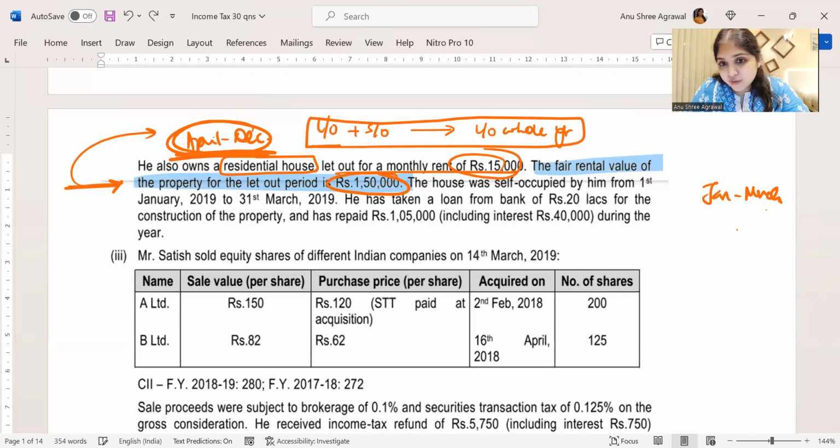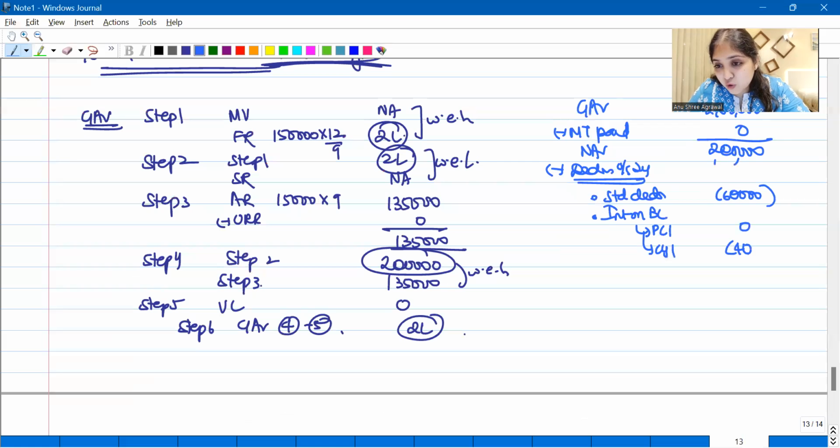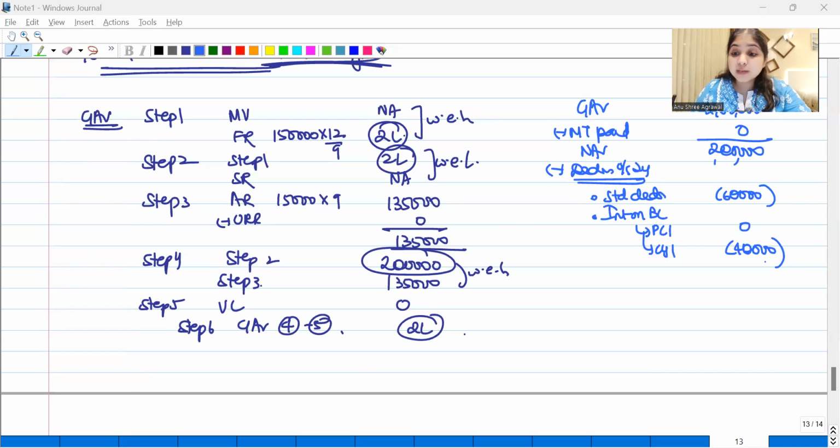He repaid 1,05,000, including interest of 40,000. So interest is 40,000. What is the balance? 65,000. The balance of 65,000 will be principal. So what is the interest? Interest is 40,000. Current year interest is 40,000. Tell me, do I have to think about any limit? 2 lakh limit, 30,000 limit. Do I have to think about all that? I don't have to think about all that.